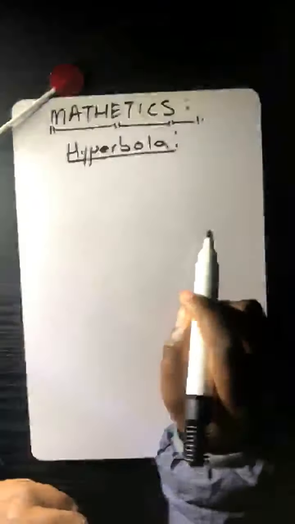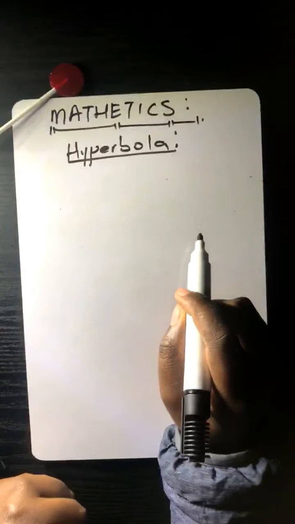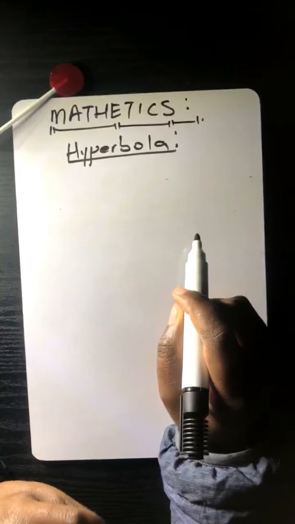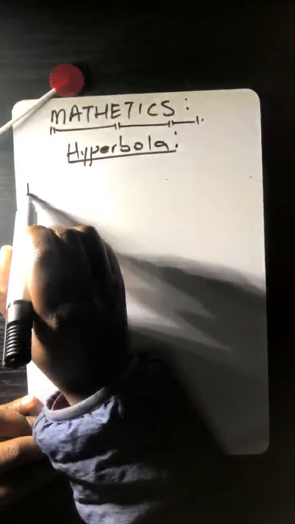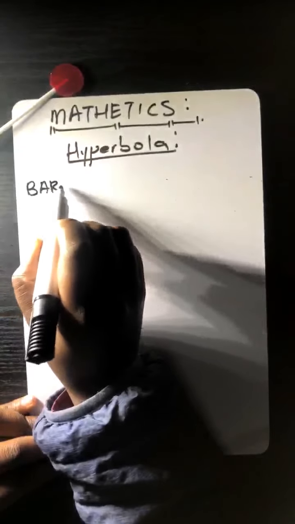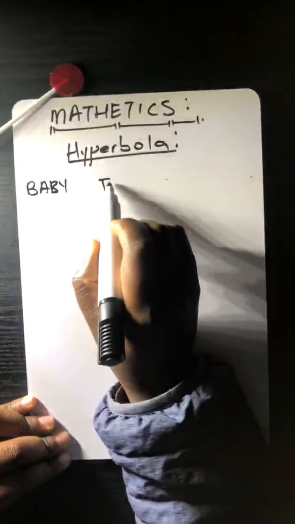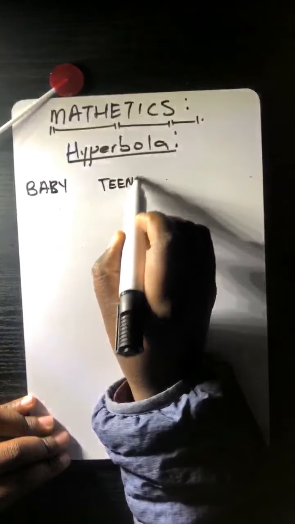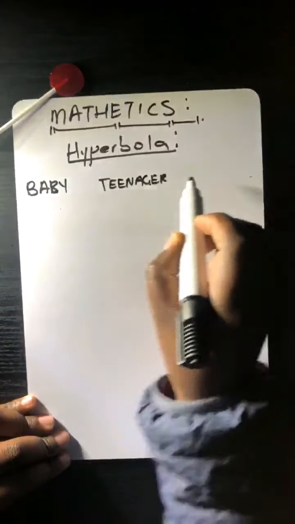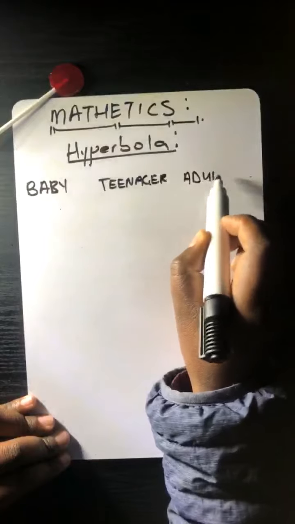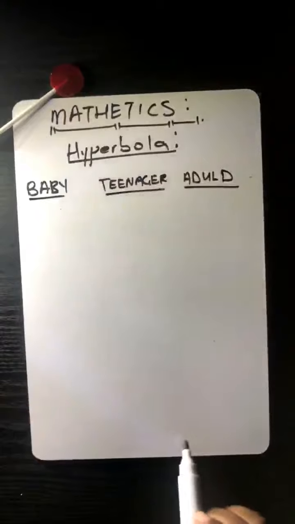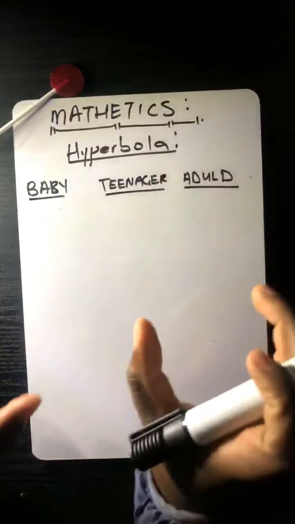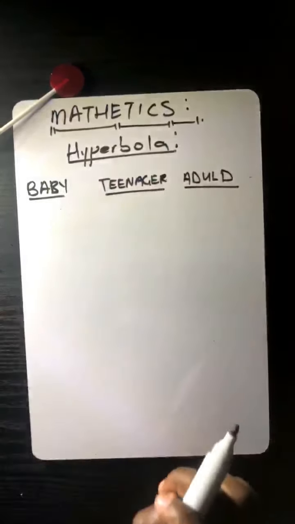Let's see. Under hyperbola, ladies and gentlemen, I want us to also have a look at where exactly hyperbola came from. But most importantly, remember, let's have a look at it at a baby stage. We'll go to a teenager, and then from there, lastly, we'll have a look at it at an adult stage. So it makes it better for me to explain using those phases.